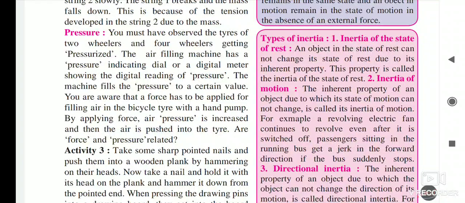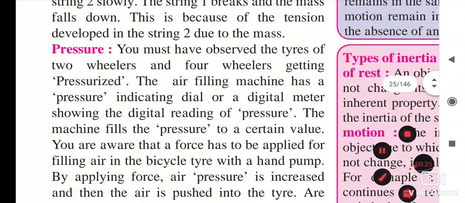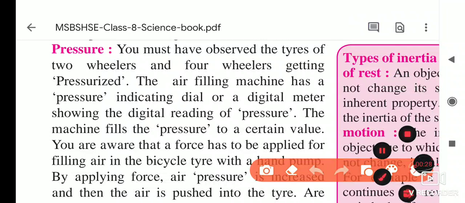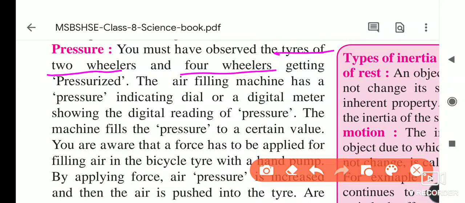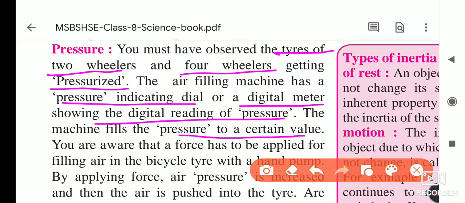So what is pressure? You must have observed the tire of two-wheelers and four-wheelers getting pressurized, and air filling machines have pressure indicating dials. Whenever we are filling air inside the tire, one machine shows how much air pressure is there inside that tire. A digital meter shows the digital reading of pressure. The machine fills the air up to a certain value.